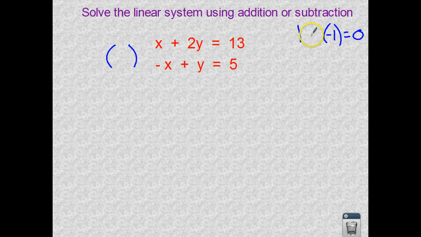Okay, so how about we add? So 1 plus -1 is equal to 0. Now, had I subtracted, I would not have gotten a 0 out of that. So you have to choose the correct operation to eliminate one of your variables, and it's going to be adding.